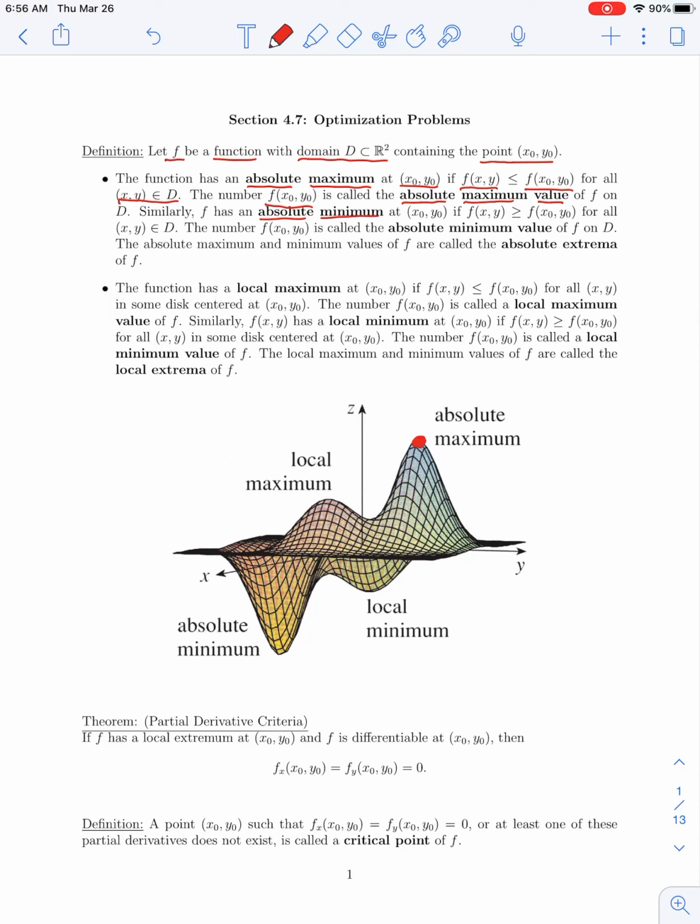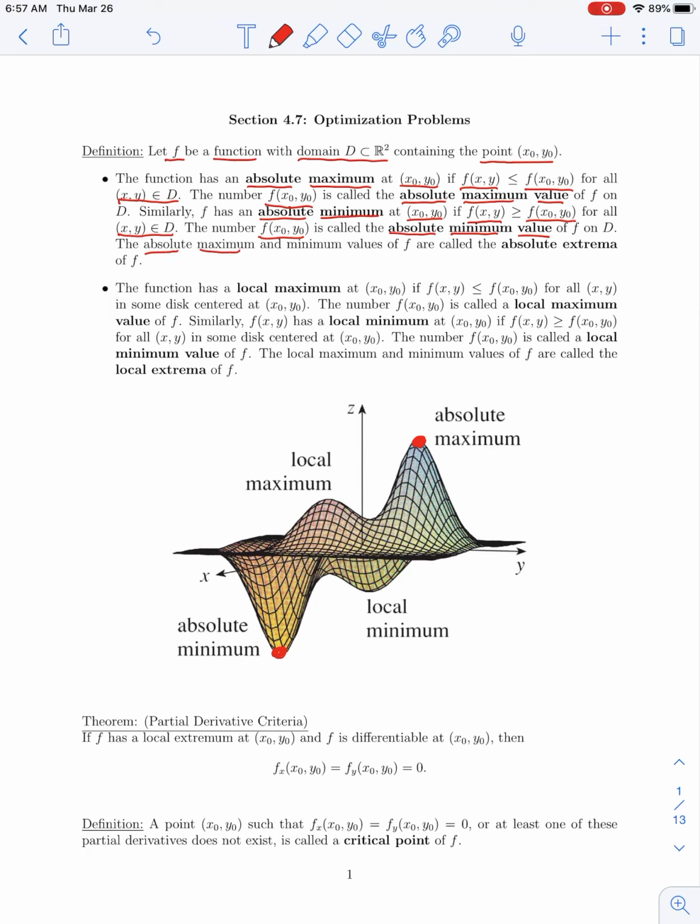over its entire domain. Now, in a similar way, we could say that the function f has an absolute minimum at the point (x0, y0) if the value of our function f at that point is less than or equal to the value of f(x, y) for every other point (x, y) in the domain, and the value of our function f at (x0, y0) is called the absolute minimum value of our function on its domain. So again, on our surface here, the absolute minimum value is the smallest value that the function takes over its entire domain.